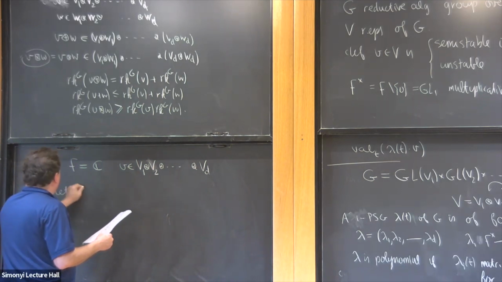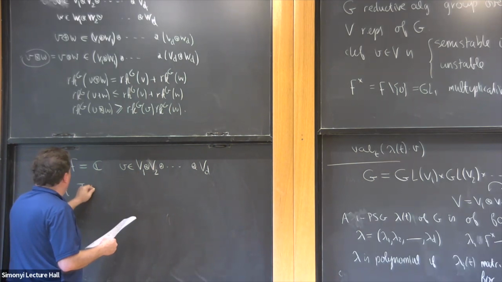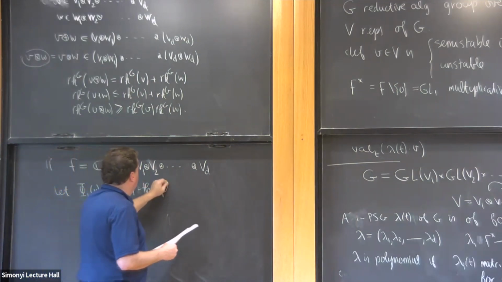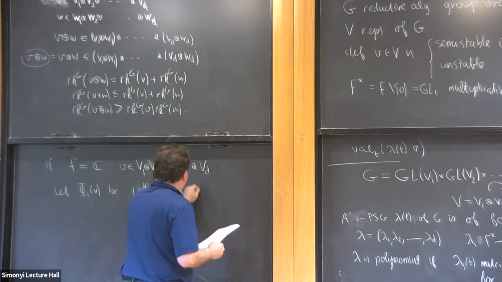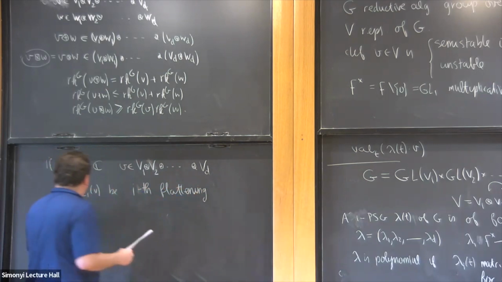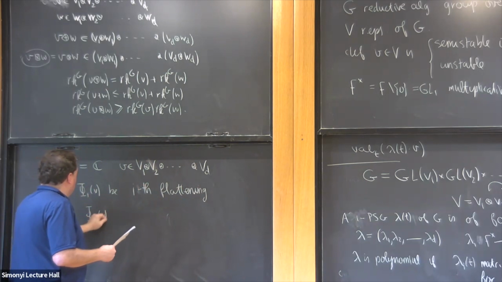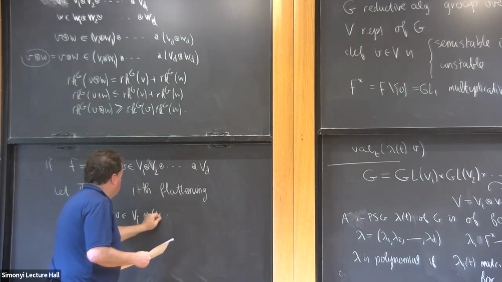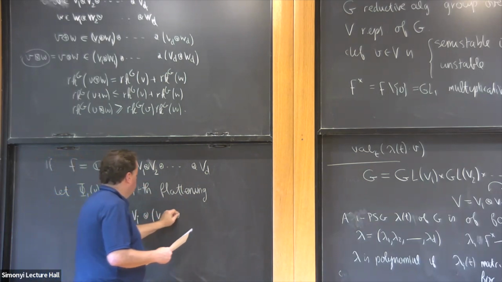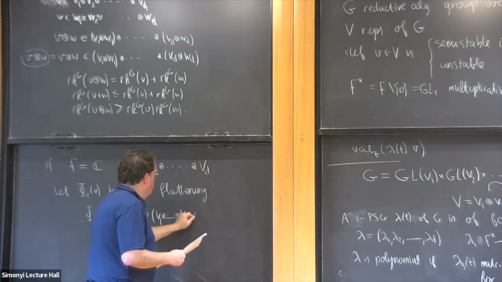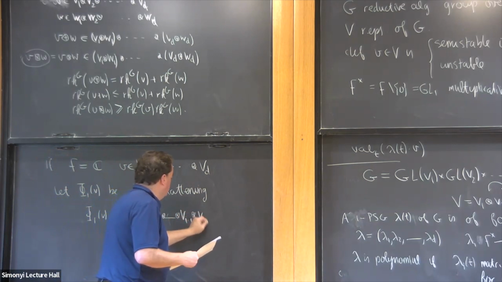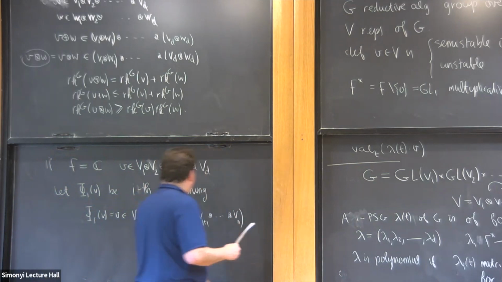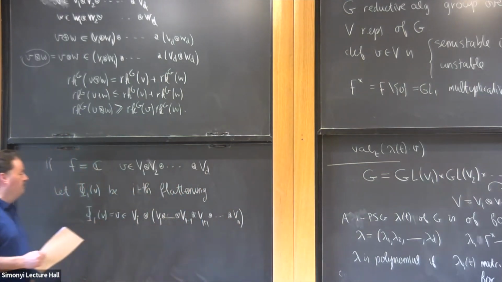So let phi_i(V) be the i-th flattening. And what is that? It's basically the same as V, but now you think of it as a matrix. You group all the vector spaces together except one, and then you think of it as a matrix.